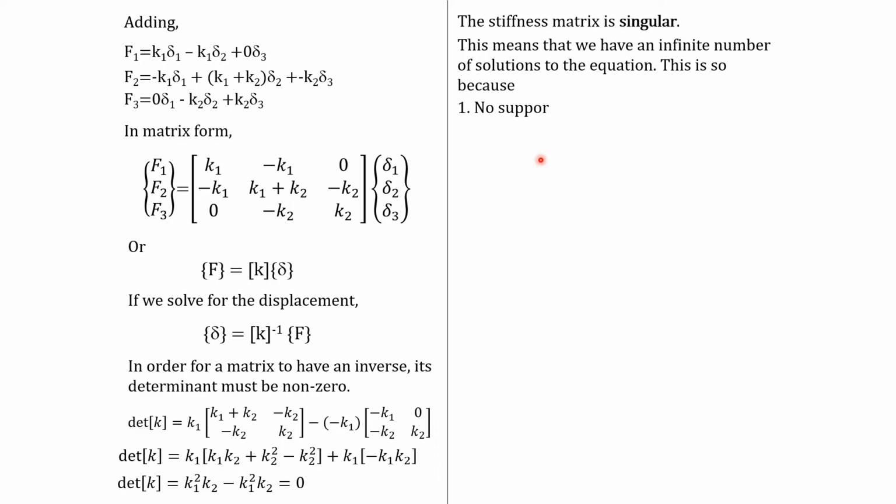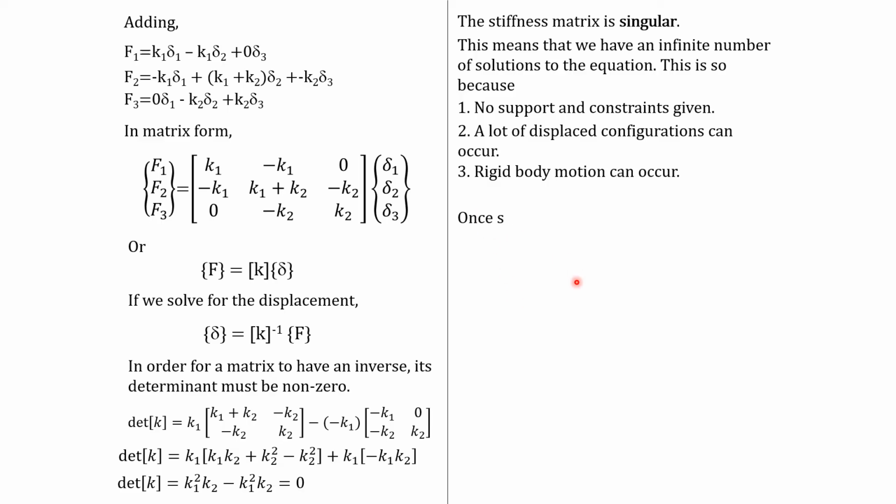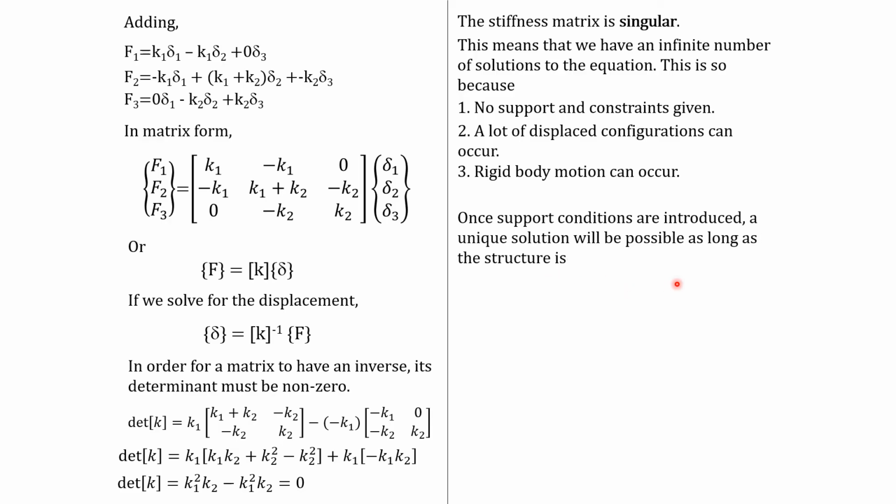So this is so because no support and constraints are given. Second reason, a lot of displaced configurations can occur. It may be moving, it may accelerate or whatsoever. And third, rigid body motion can occur. So once support conditions are introduced, then a unique solution will be possible as long as the structure is a stable one. So a support should be present to make the system be in equilibrium. And therefore, there will now be a unique solution to the problem.